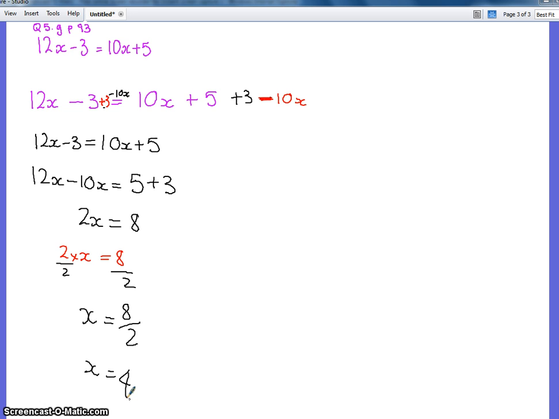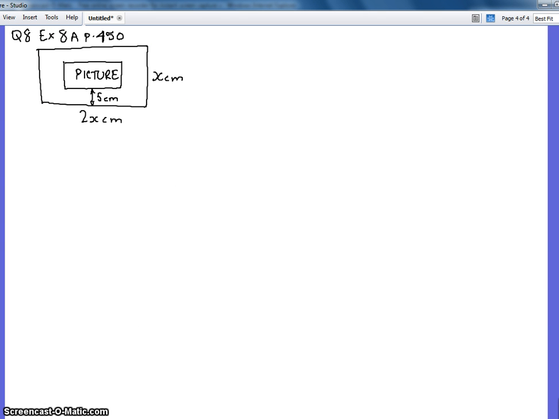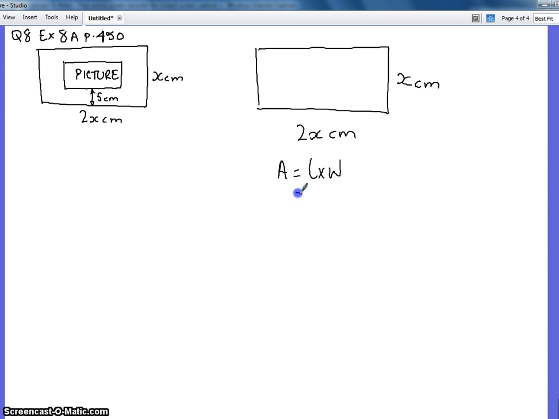Okay? And the question's asking for an expression for the total area of the frame of the picture. So what I do is, again, I draw what I'm reading. And what I'm reading is I want the total area of something that has a dimension of x centimetres by 2x centimetres. I've got rid of this, so don't worry about this at the moment. So what I've got is the area being length times width, and so you should be right by doing that.